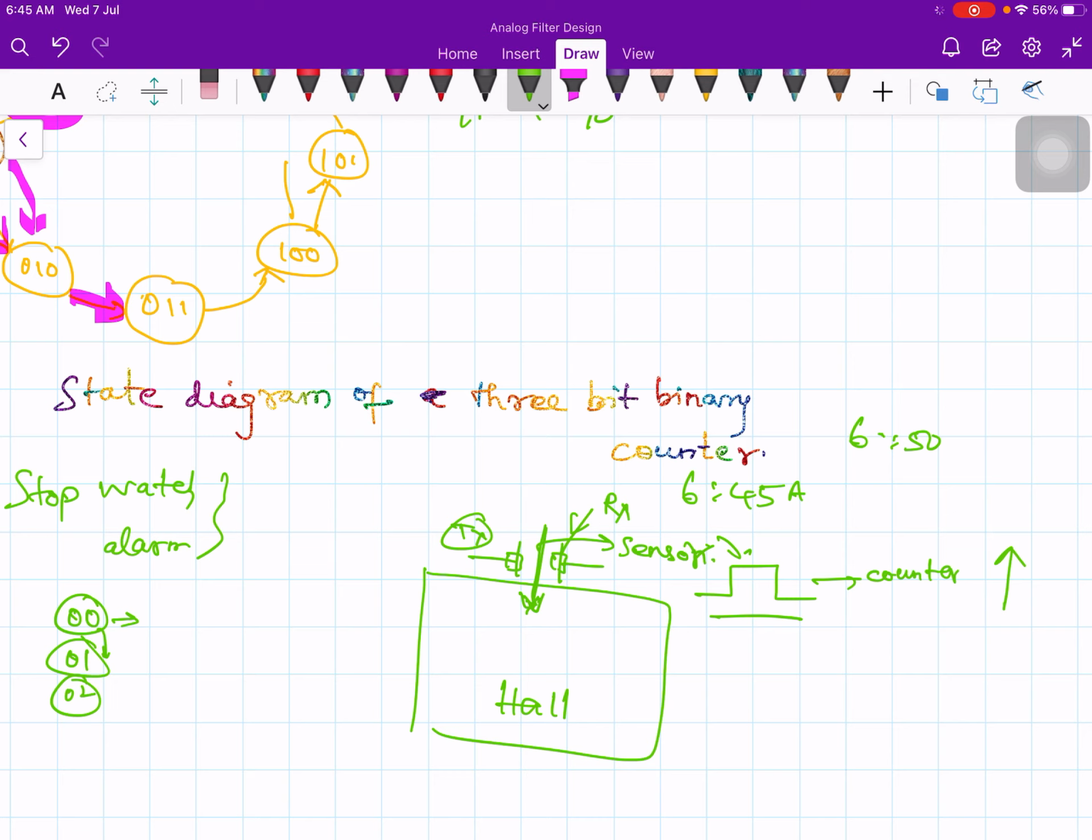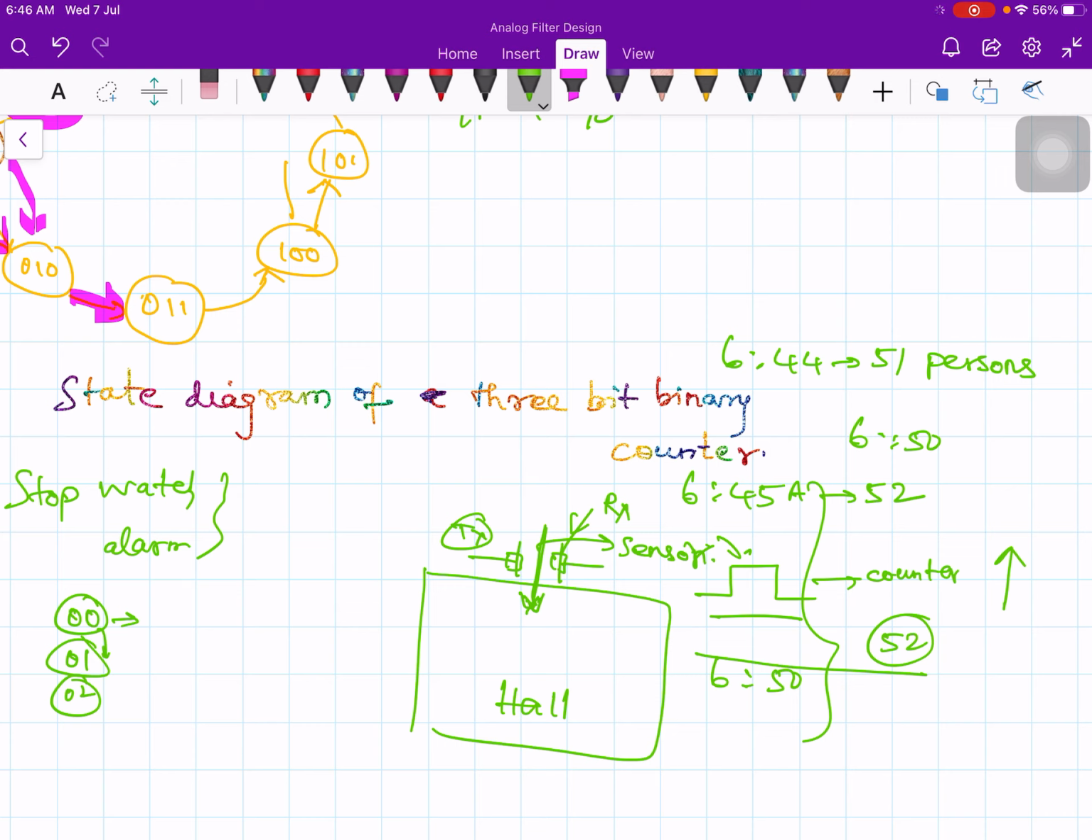Let's say at 6:44 a.m. there are 51 persons in the hall. Then at 6:45 one person enters, and the counter becomes 52. From 6:45 to 6:50 the counter stays at 52 only. It will not go to 53 until you give the clock, until a person enters the auditorium or hall.